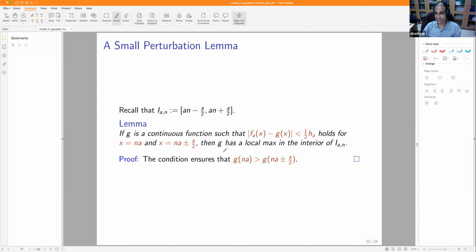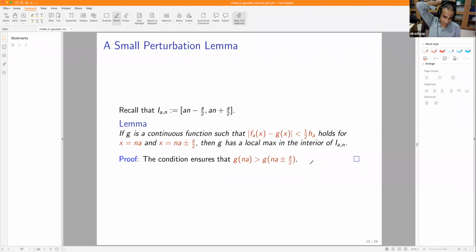And the reason is simply this: this small perturbation condition simply ensures that the value of the function g at the center is never going below the value of the function g at the end. So this condition ensures that the value of g at the center of this interval is always strictly larger than the value of g at the endpoint of the same interval. Therefore, g must have a local maximum in the interior.